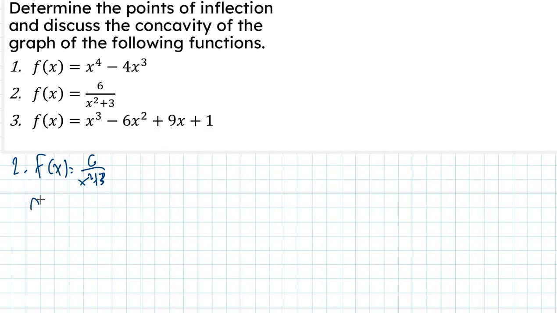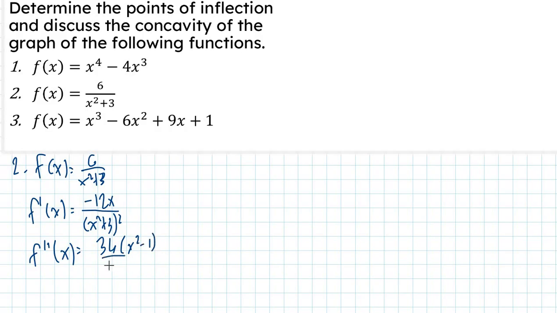So just to show, the first derivative of the function is given by negative 12x over (x squared plus 3) squared. And the second derivative of this was given by 36 times (x squared minus 1) over (x squared plus 3) cubed.